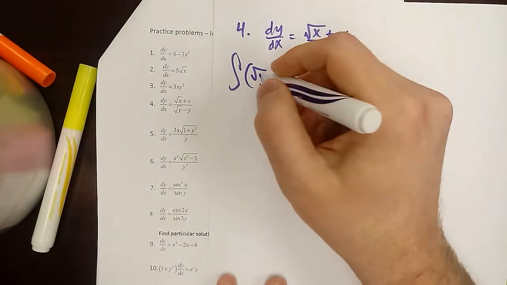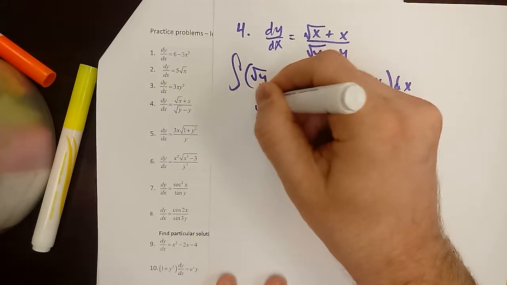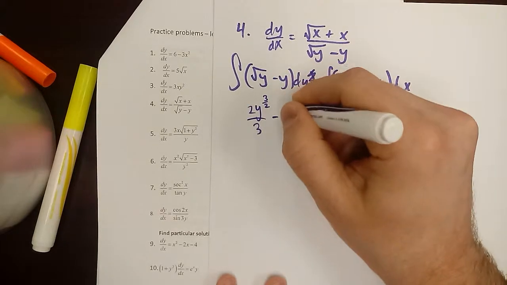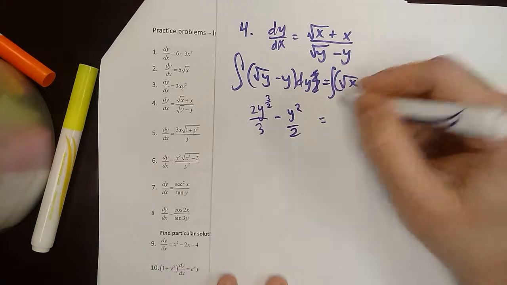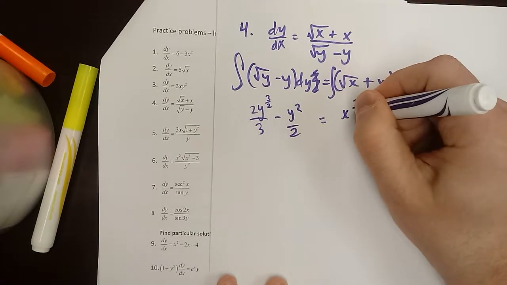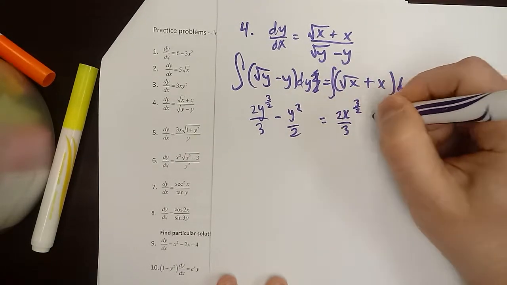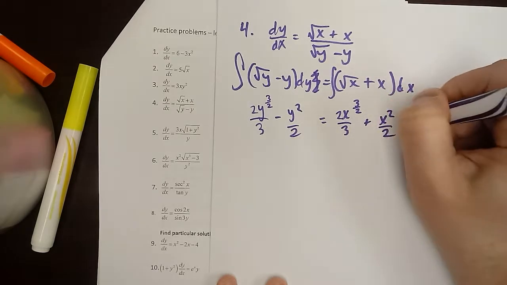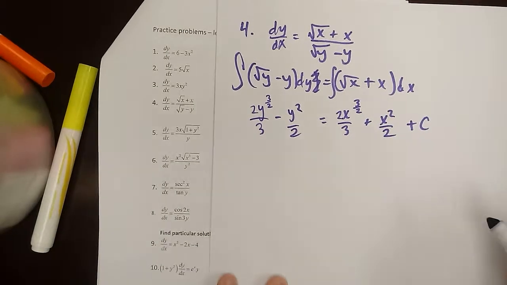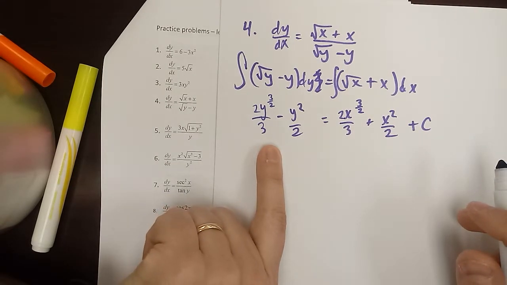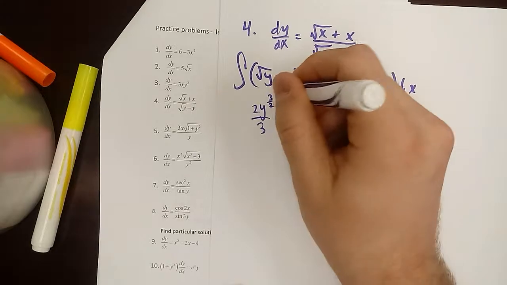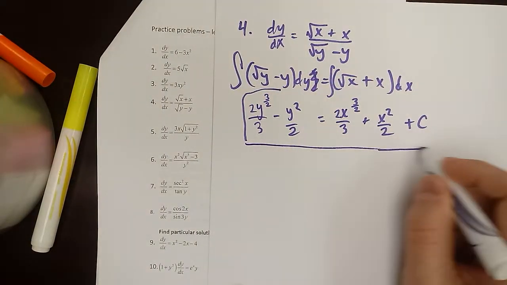The left-hand side, that's y to the 1/2, so that's going to be y to the 3/2 times 2/3 minus y squared over 2. And then on the right-hand side, it's going to be very, very similar. We're going to have x to the 3/2 times 2/3 plus x squared over 2 plus c. Good news. I don't know how to solve this for y, so I'm not going to do it. And I'm not expecting you guys to solve it for y. So this would be as solved as I would really expect you to get.